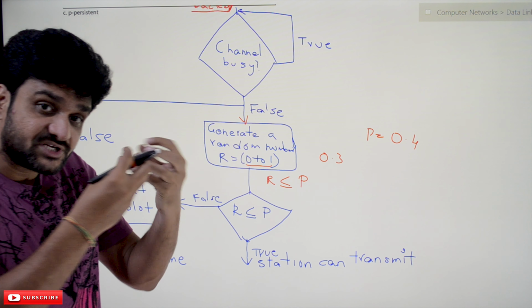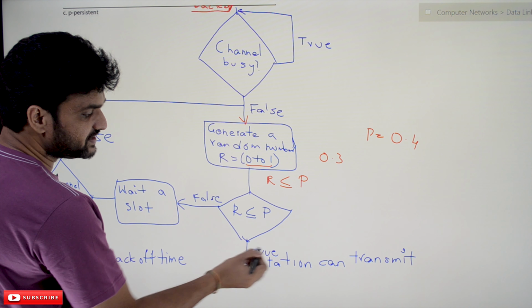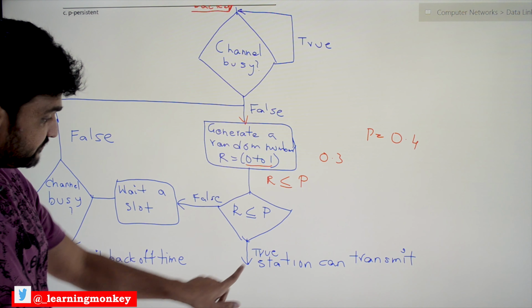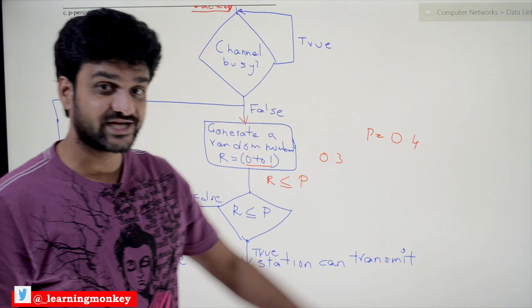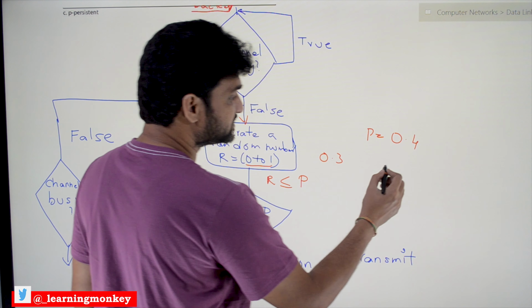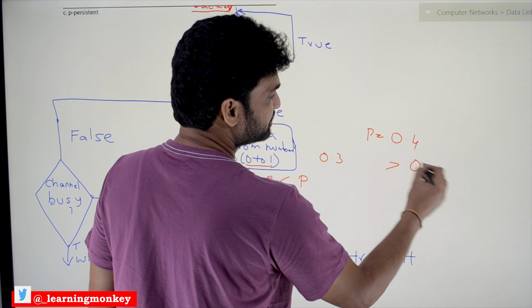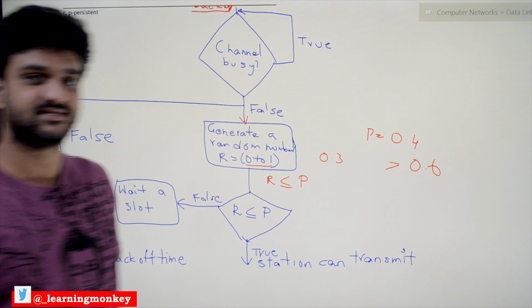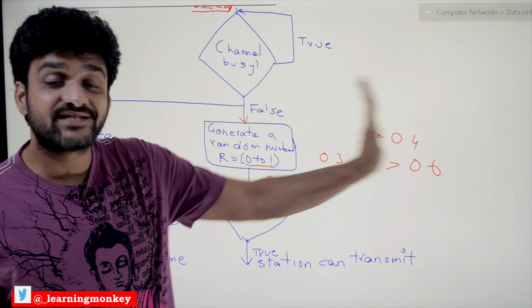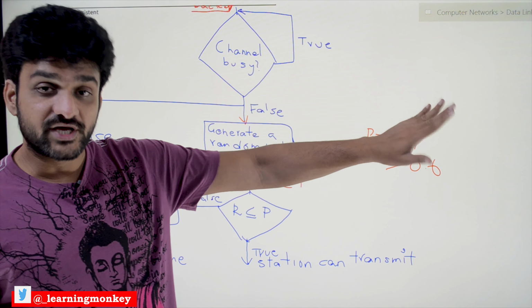That transmission with that probability can be obtained by this. If R is less than P, just transmit. If that is true, the station can transmit. If that is false, it means the value of R is greater than P. For example, if you assume it is 0.6, it is greater than P, which is 0.4. So it means that it is not the probability for the transmission.